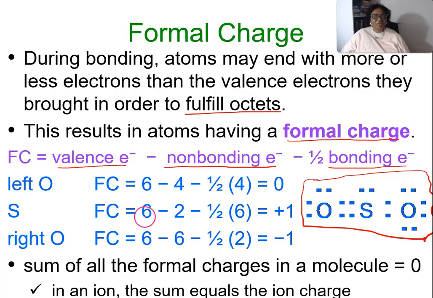Let's look at sulfur. Sulfur came with 6 electrons. And it has 2 non-bonding electrons. Then it has 6 bonding electrons, 4 here and 2 here, divided by 2, 3. So generally, the formal charge of sulfur in this molecule now is +1. Then the oxygen on the right, it came up with 6 electrons, that's its valence electron. The non-bonding electron is 6. Then the bonding electron is 2 divided by 2. So its formal charge is 0. So sum all the formal charges in a molecule, it equals 0. On an ion, the sum equals the ion charge.